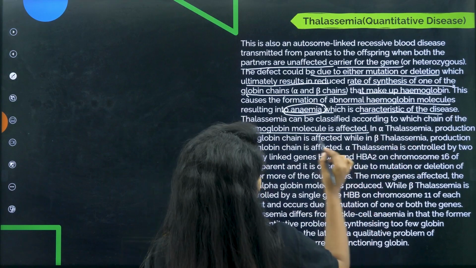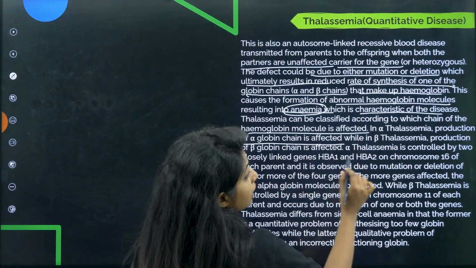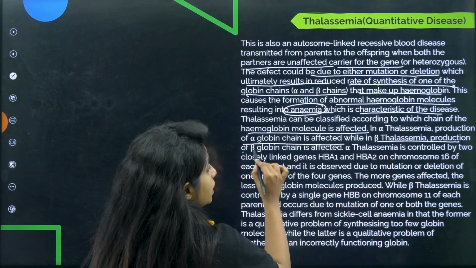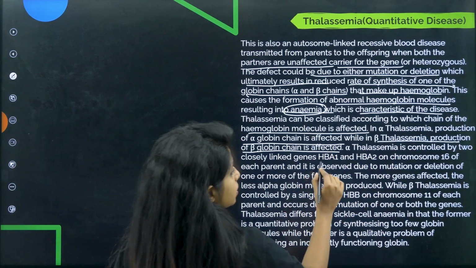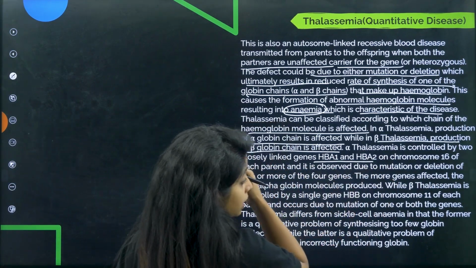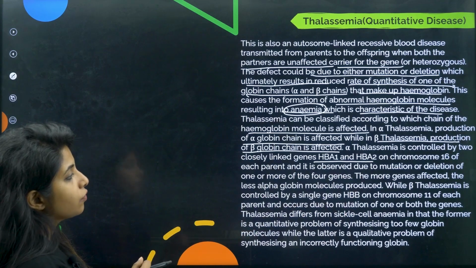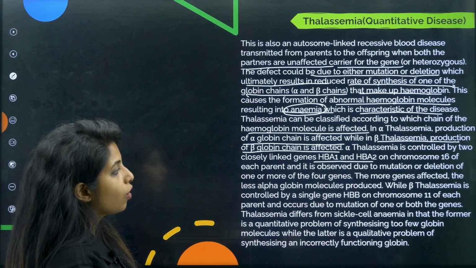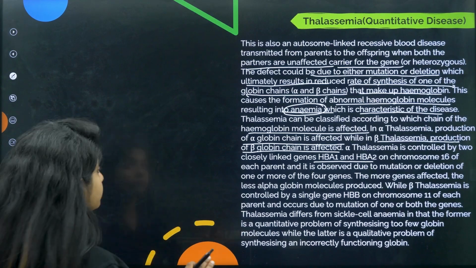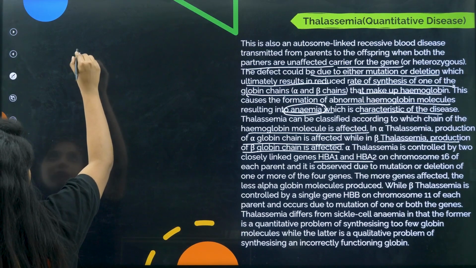In alpha thalassemia, production of alpha globin chain is affected, while in beta thalassemia, production of beta globin chain is affected. Alpha thalassemia is controlled by two closely linked genes, HBA1 and HBA2 on chromosome 16 of each parent, and it is observed due to mutation or deletion of one or more of the 4 genes. So now listen, over here I'll explain here itself.